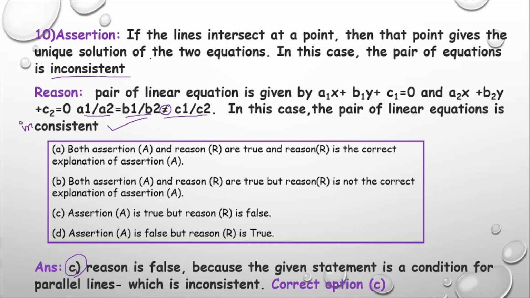But when you check the assertion here, the lines intersect at a point, then that point gives a unique solution of the equation. In this case, the pair of equations should have been given as consistent. Why did I purposely make this question inconsistent? Because you should know when the reason is false, they will not give you the assertion also false, because we have no option among these four saying that both the reason is false and the assertion is false. Definitely they will give it as inconsistent under the two statements only. So we go for option C.